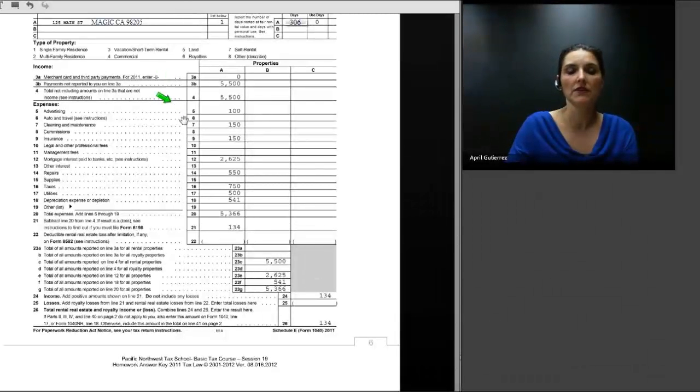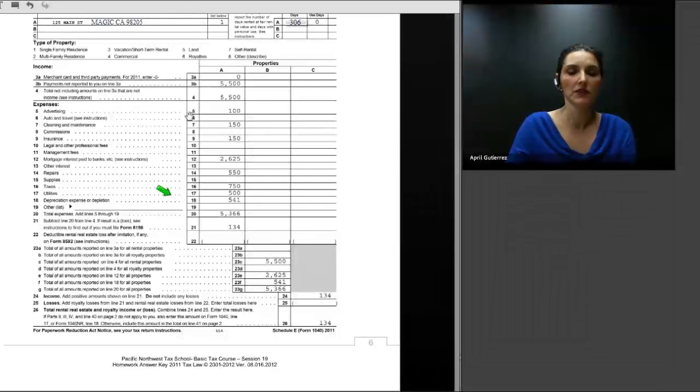And for the other line items, we enter the amounts as we figured them on the worksheet that I just showed you. We have cleaning and maintenance at $150, insurance at $150, the mortgage interest that was paid to banks prorated for the rental is $26.25, repairs for the rental were $550, and taxes $750. We then have utilities at $500 and depreciation at $451.